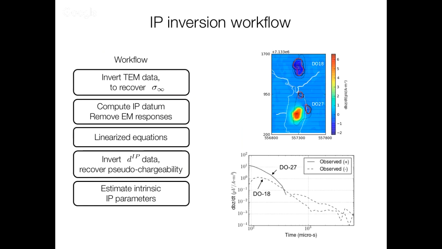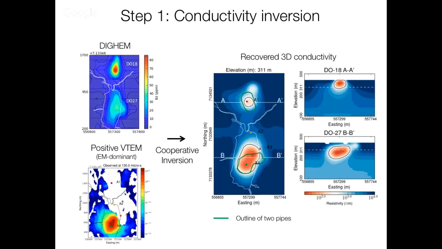You put those two physical concepts together, you've got a mental cartoon that kind of understands what's going on. So what's our inversion workflow? It's very similar to what we had before, which was to find that background conductivity, and then we're going to remove the EM responses, linearize the equations, and invert, and then we're going to estimate intrinsic parameters. So we're going to go one step farther here. The first is the conductivity inversion, which actually presented some challenges because, apart from working with the time domain data, there are parts that don't have any positive values.